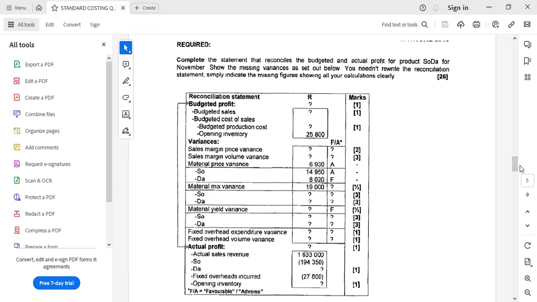Now complete the statement that reconciles the budgeted and actual profit for product Soda for November. Show the missing variances as set out below. Right, this is what we call a reconciliation. A reconciliation reconciles the budgeted profit to the actual profit. So those variances are the ones that cause a difference between the actual and the budgeted profit. So that's the purpose of a reconciliation. Right. So the question is, we should answer and get all those things that have got question marks.